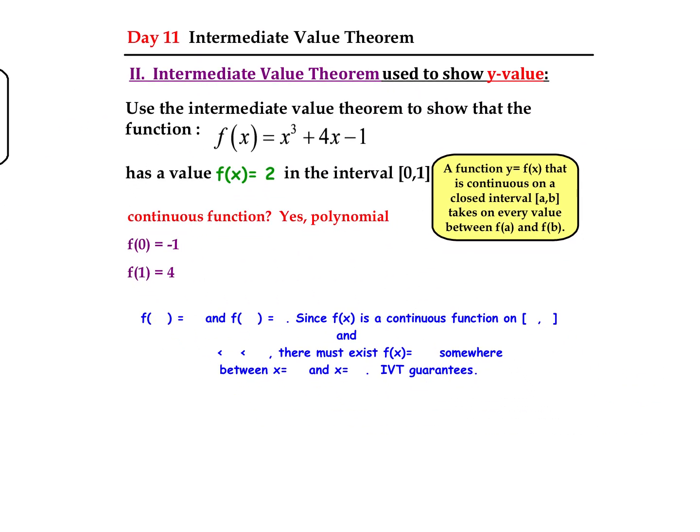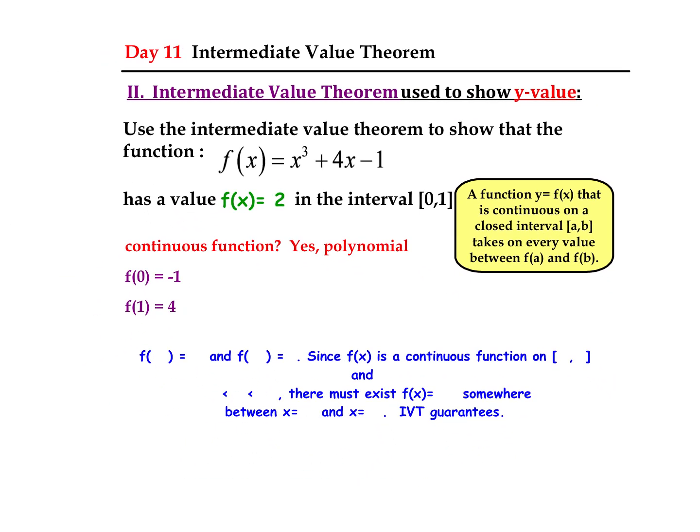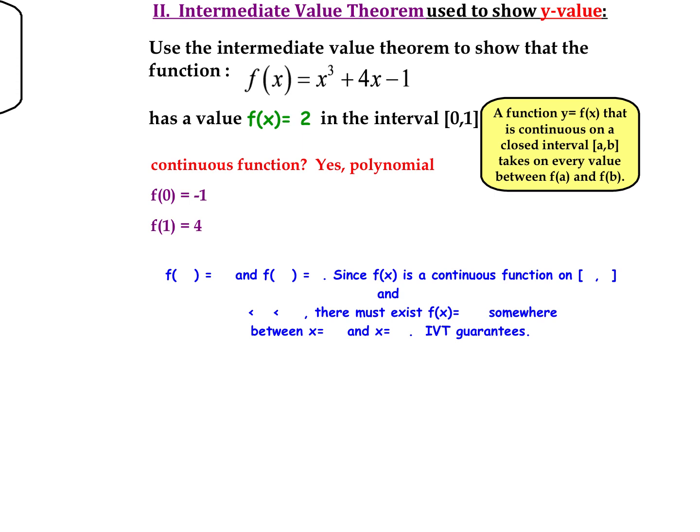All right. Let's use the intermediate value theorem to prove that there's a y value of 2 somewhere on the interval 0 to 1. Well, we're going to plug in 0, see what we get. We're going to plug in 1, see what we get. I get -1 and 4. So I need to ask myself, well, does 2 fall into that range? And sure enough, yes, it does. 2 is bigger than -1, but smaller than 4. So it sure does.